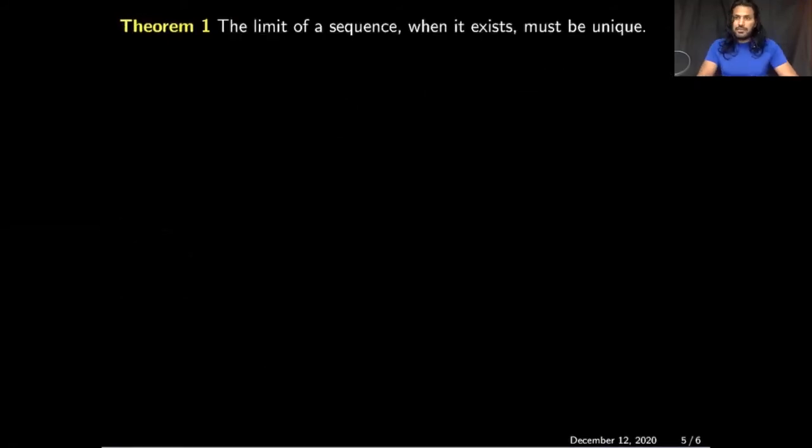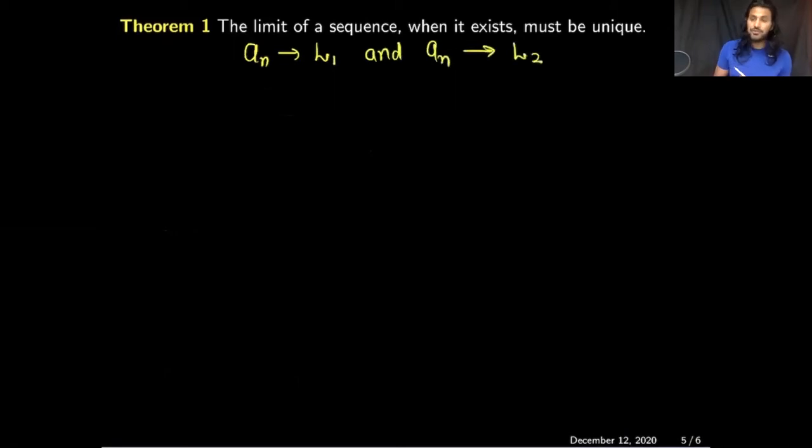Next, I have an important result: if a sequence converges to a limit, that limit must be unique. In other words, suppose we have a sequence a_n which converges to the limit L1, and the same sequence converges to another limit, let's call it L2. We need to show that this L1 is in fact equal to L2. So L1 and L2 are the same.